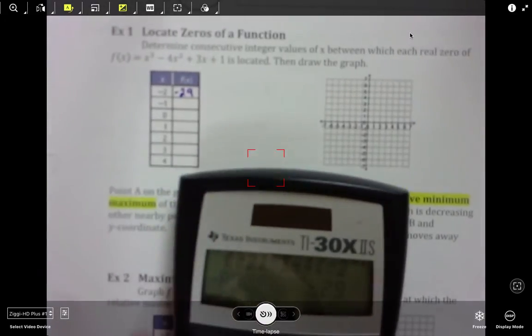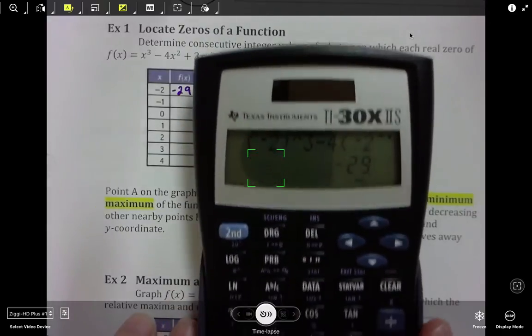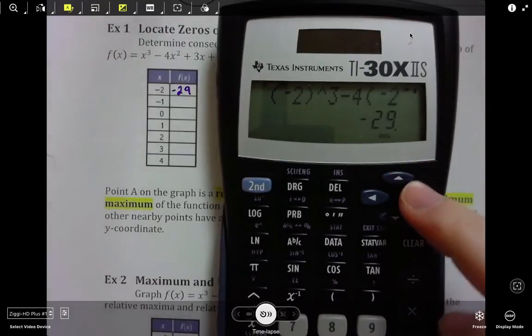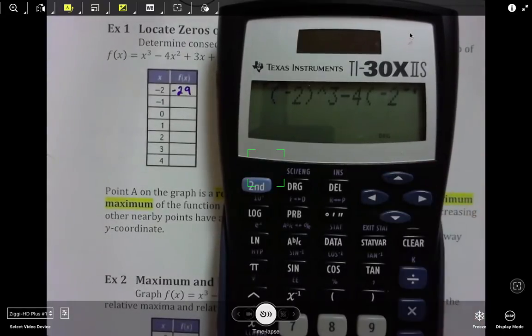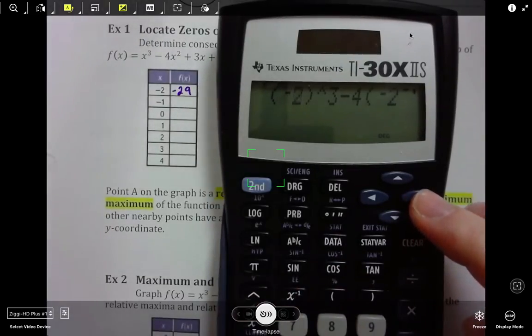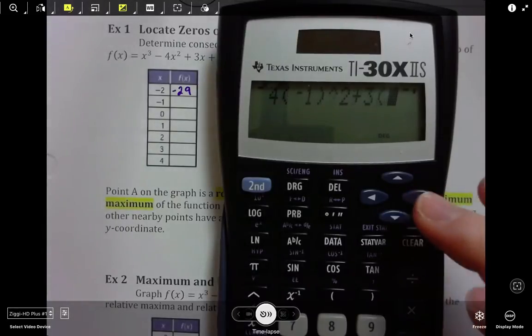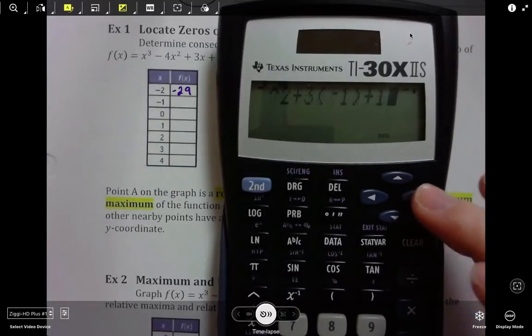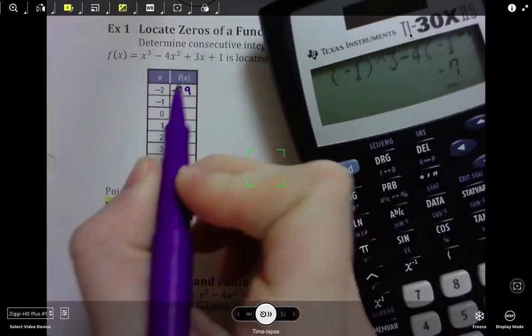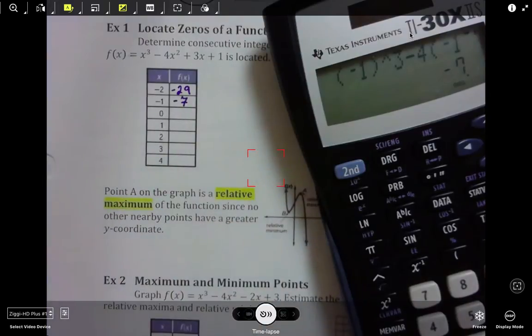Now, most of you on your calculators will be able to use this cheating method, and I talked about this in the last section. You're going to hit this up button and go back up to your equation. Then rather than typing the whole thing out again, you're going to replace this -2 with a -1, this -2 with a -1, this -2 with a -1, and that's it. So I've replaced all the -2's with -1's, and that gives me -7.